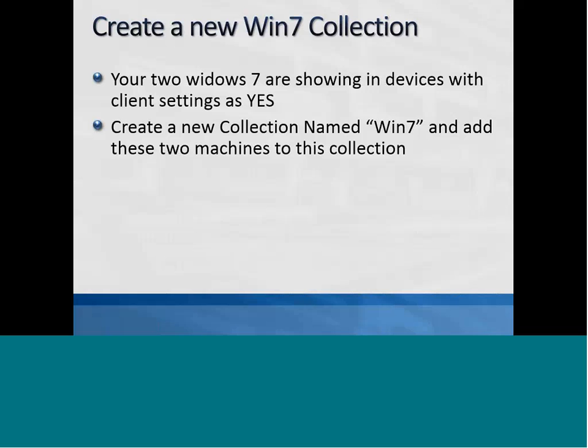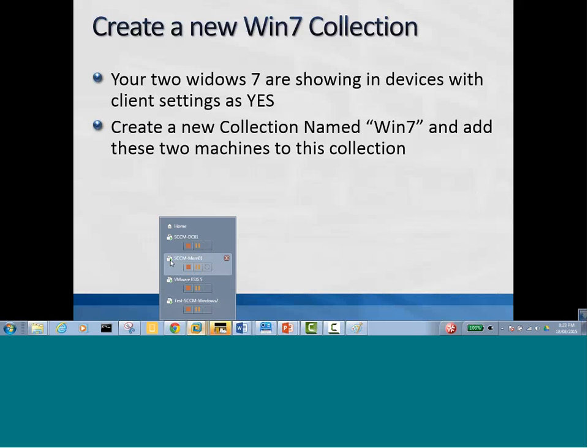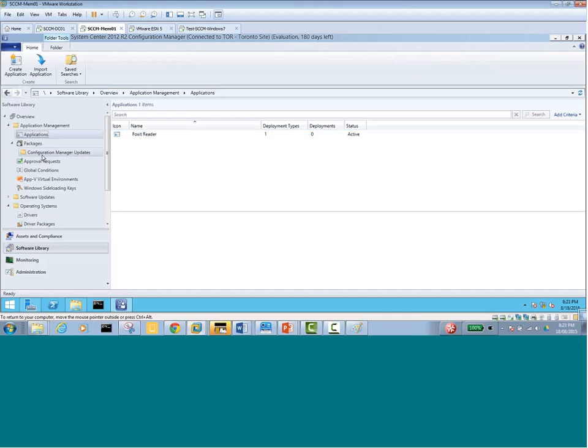I'm going to create a new collection. Then I'm going to add just the two Windows 7 machines there. How do we do that? Let's go to the SCCM server. Okay.